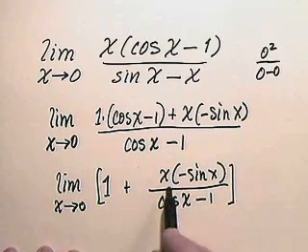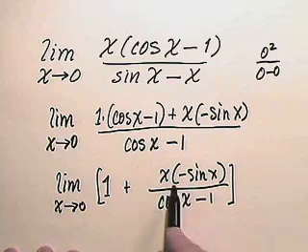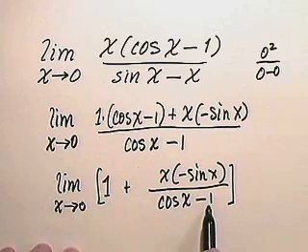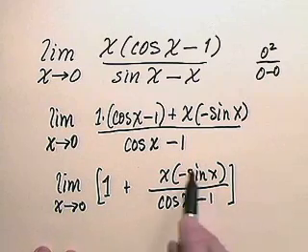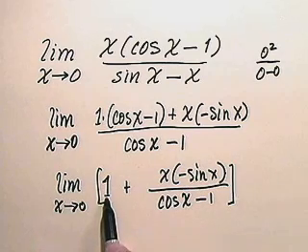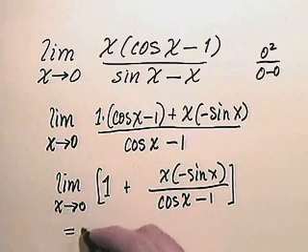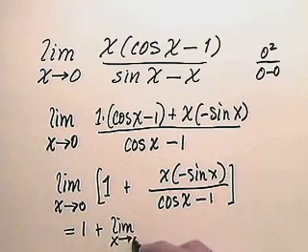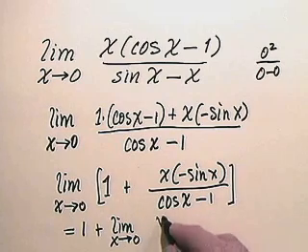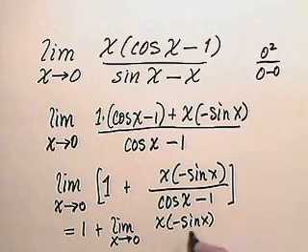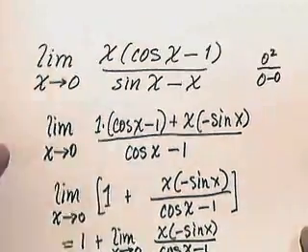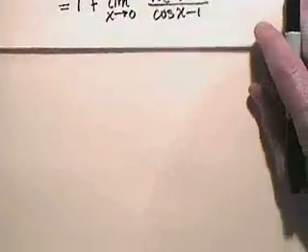Okay, now we still have something over here to do, which is of the form 0 over 0. That's obviously in the numerator going to 0, and the denominator is still going to 0. So we can apply L'Hopital's rule again to this. On the other hand, the limit of 1 is 1. So what we have now is simply 1 plus the limit as x approaches 0 of x times the quantity negative sine x, all divided by cosine x minus 1. Okay, so now we want to deal with this last limit using L'Hopital's rule again.